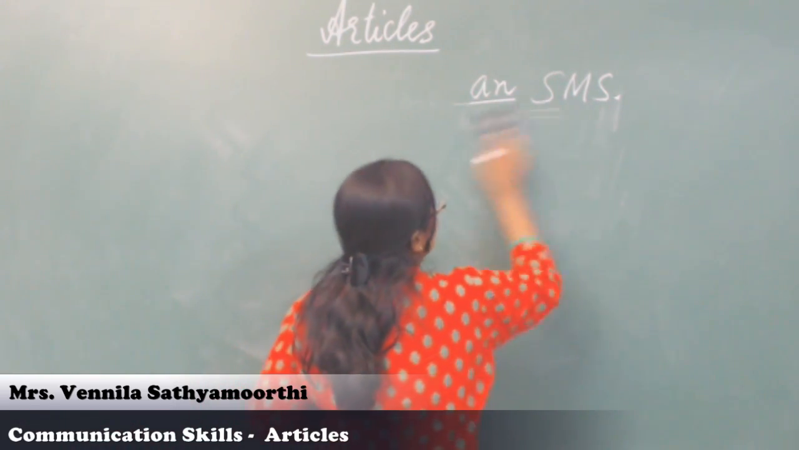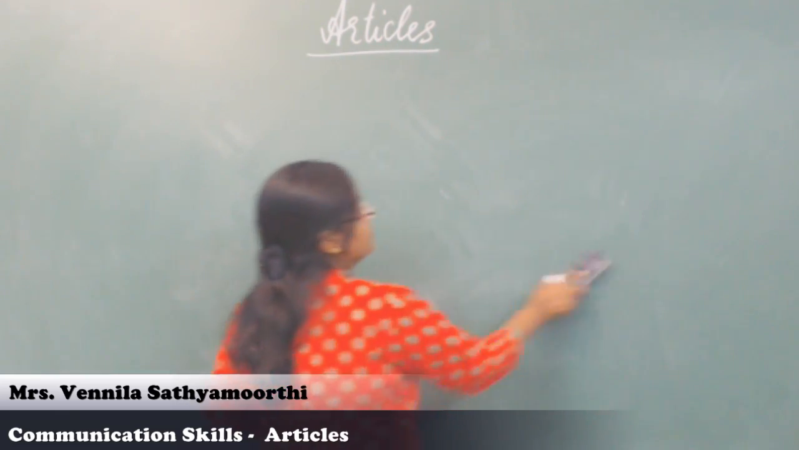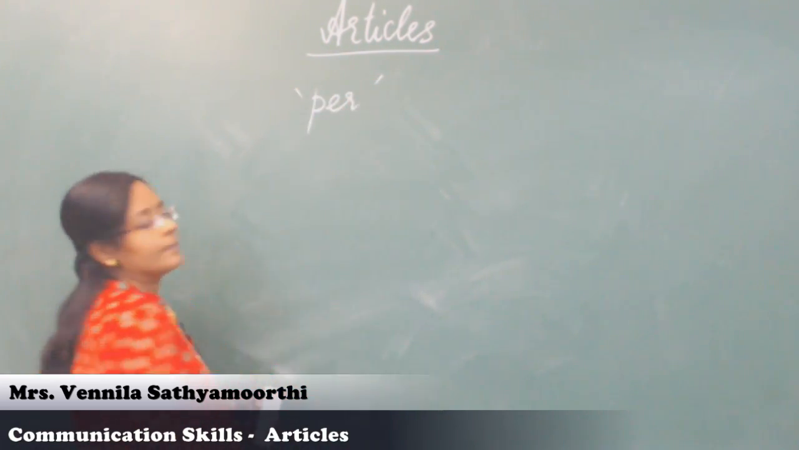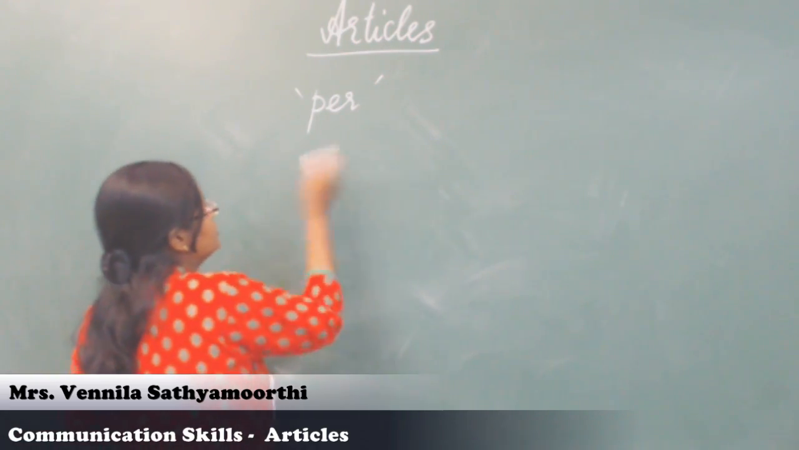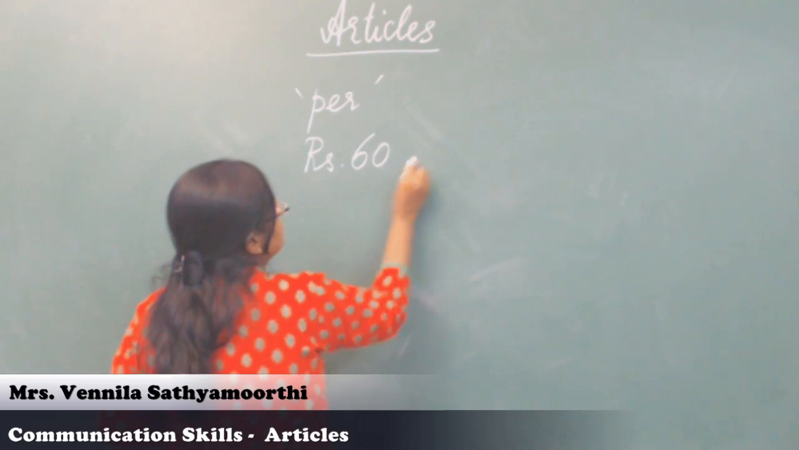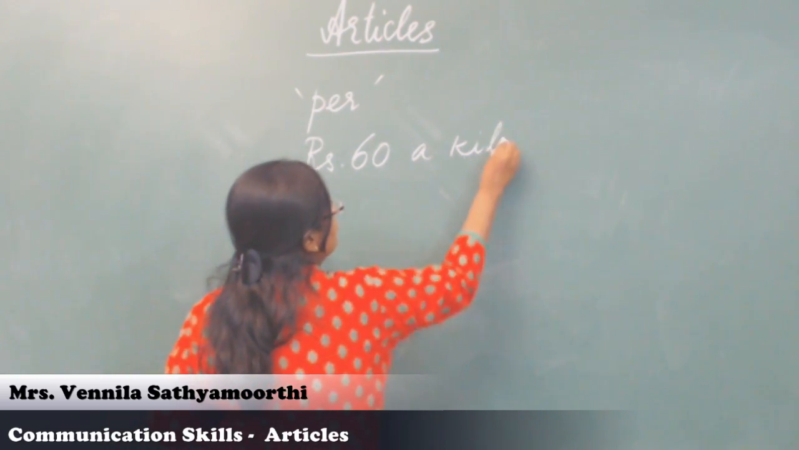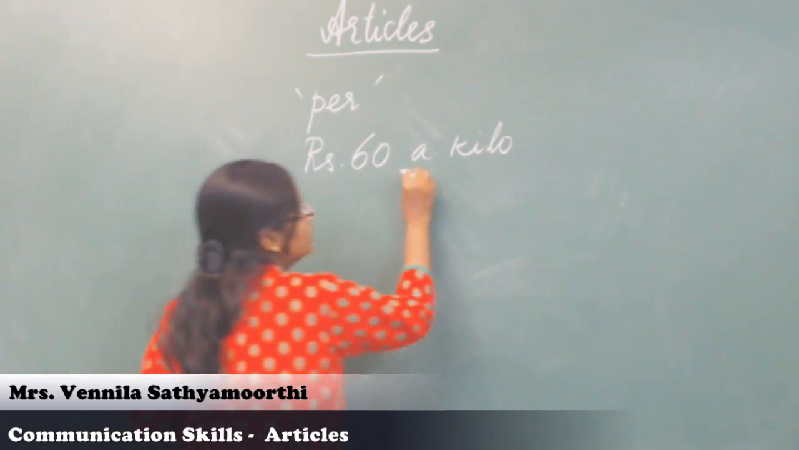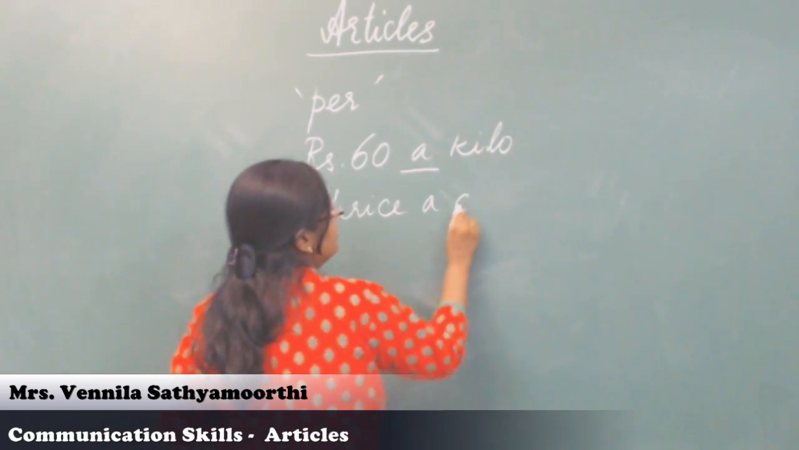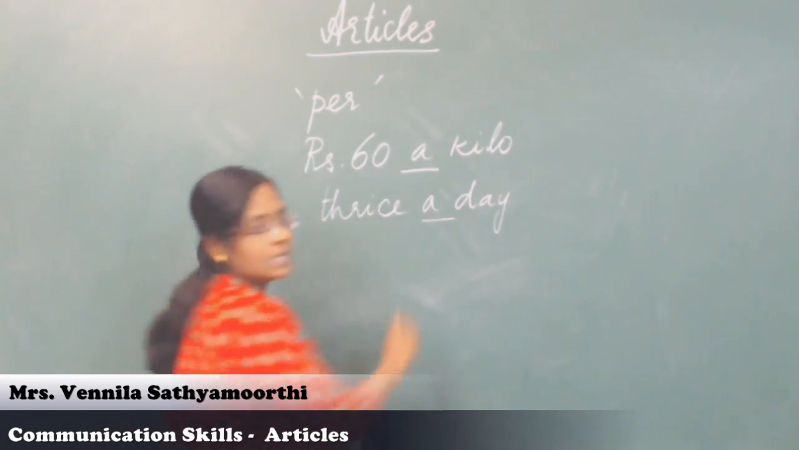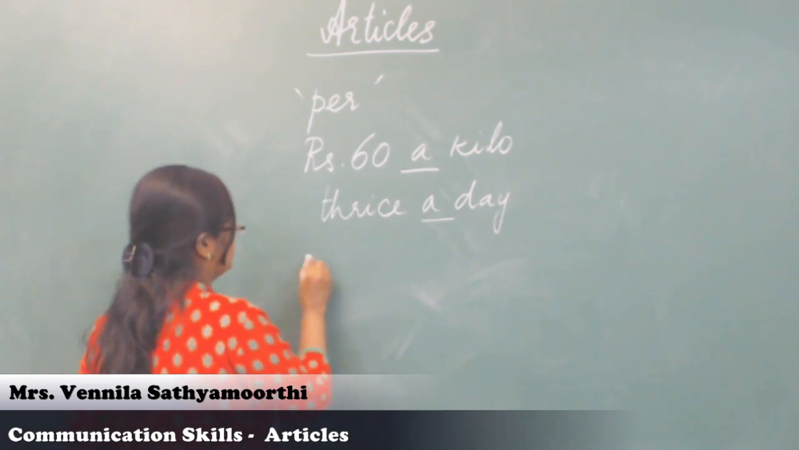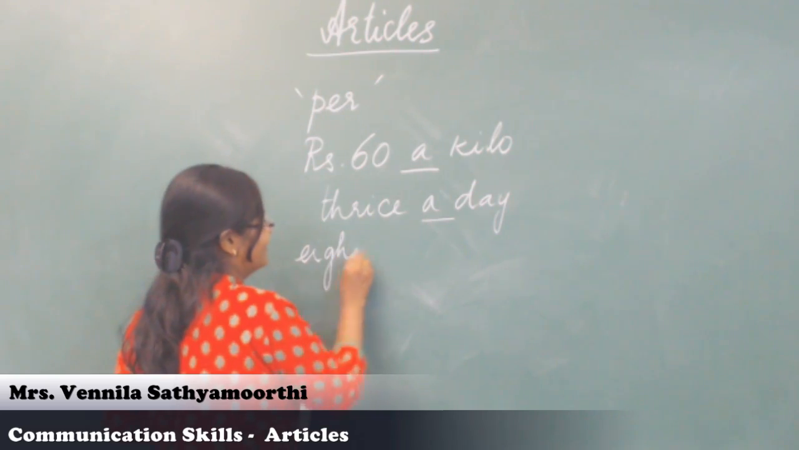Then another common use of a is in the meaning of per. We ask how much is the cost. We ask the fruit seller, he may say rupees 60 a kilo. It is 60 rupees a kilo. Not an kilo, it's per kilo. Then thrice a day. 3 times per day. He drove at 100 kilometers an hour. Okay, let us keep it 80.